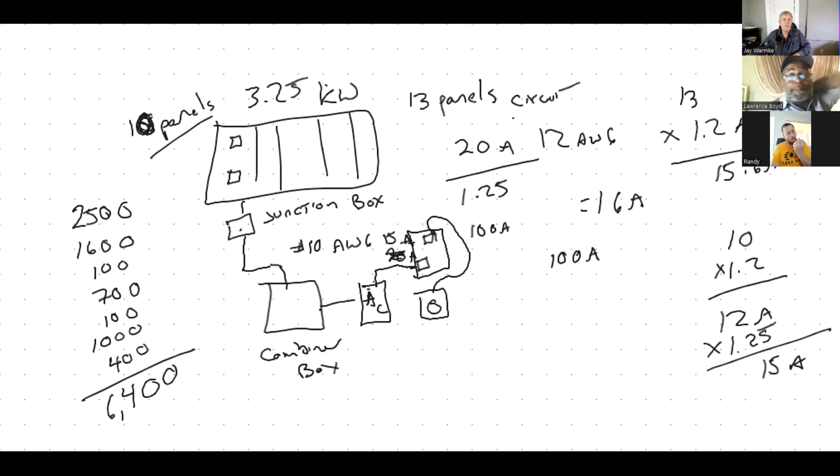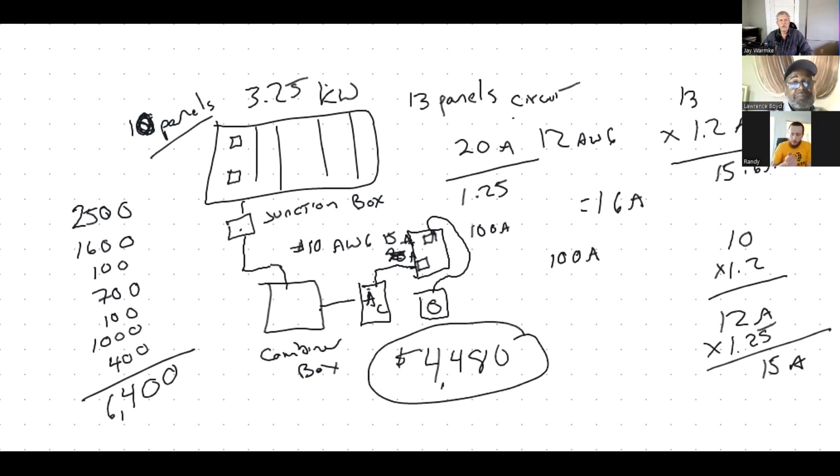Now, take from that, because this is a residential system, you will be able to deduct the 30% tax credit. So 6,400 times 0.7. Your out-of-pocket cost is going to be $4,480. That's not bad. Not bad, after you've deducted your tax credit.